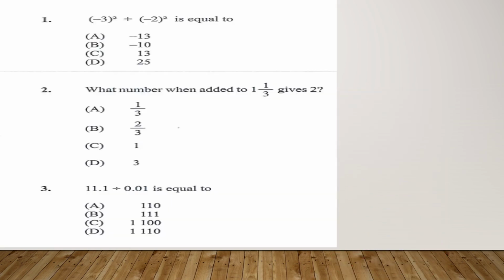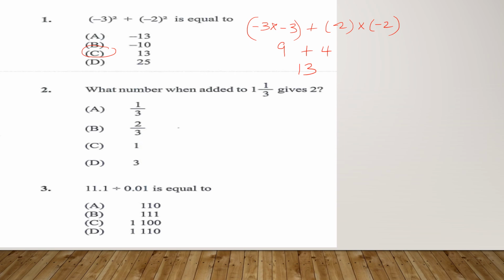Number 1, negative 3 squared plus negative 2 squared. So that means negative 3 times negative 3 plus negative 2 times negative 2. So that's 9 plus 4, which is 13. So the answer is C.